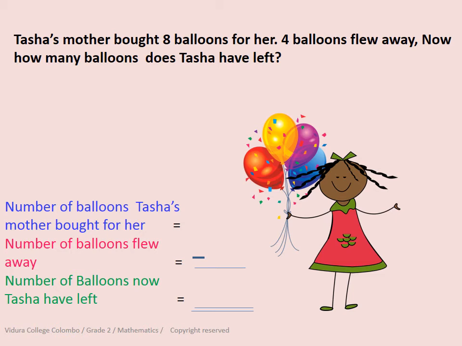Number of balloons Tasha's mother bought for her is 8. And number of balloons flew away is 4. And then we can find the answer by subtracting 4 from 8. And the number of balloons finally Tasha has left is 4.